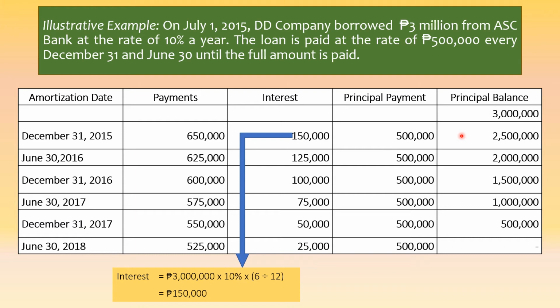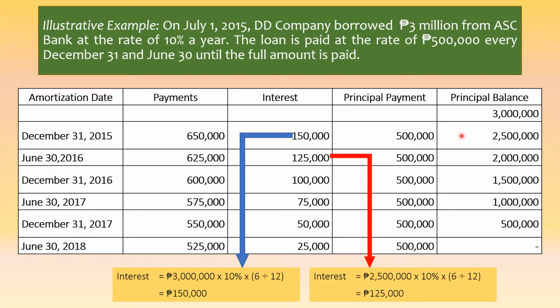For the next 6 months, ending June 30, 2016, the interest expense is only 125,000 pesos because the principal balance is already reduced to 2,500,000 pesos as of December 31, 2015. For our computation, we have 2,500,000 pesos times 10% times 6 divided by 12, we have here a total of 125,000 pesos for our interest.